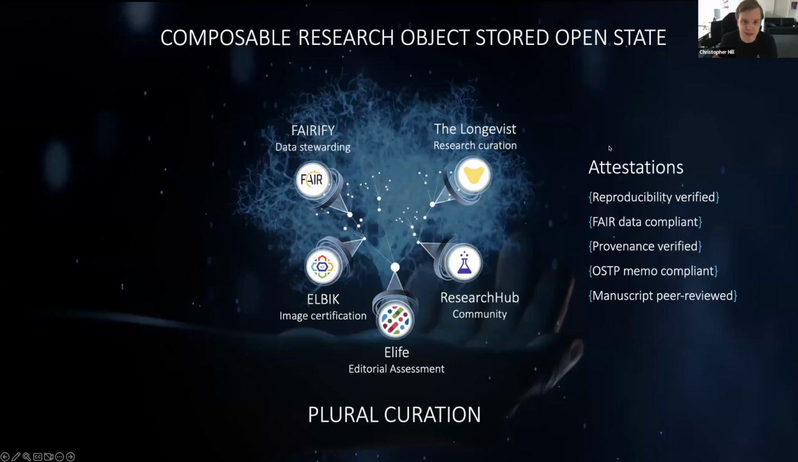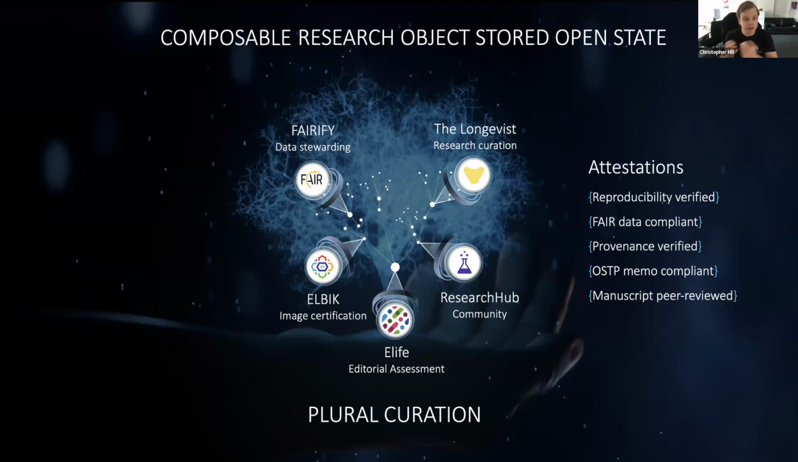And this leads us to this idea of composable research objects stored open state. So imagine if you have a system where you have agents, entities that operate on these research objects that are there to certify them. Just like we have today with journals that conduct peer review and editorial assessment, we can enrich this much further by having, for example, data stewards that verify your data, that make it reusable for others, by having image certification services that go there, check the images, and send attestations that these images have not been tampered with.